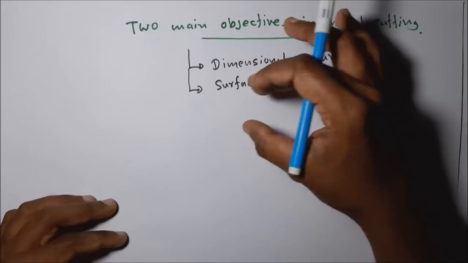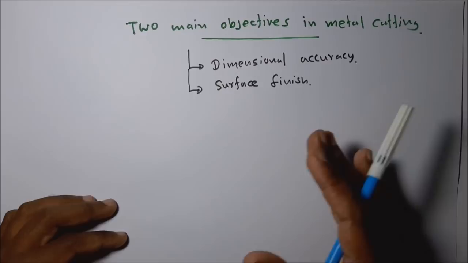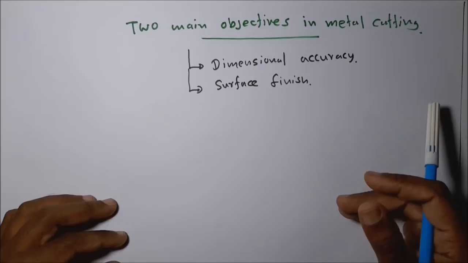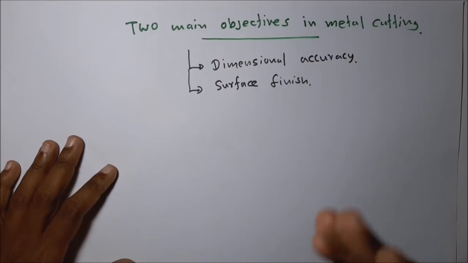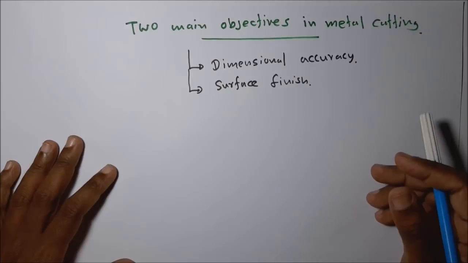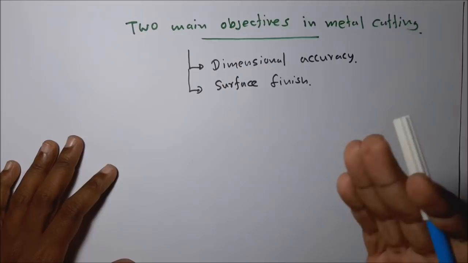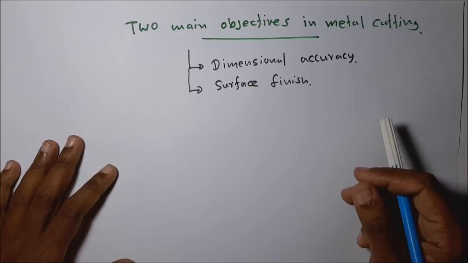There are also minor objectives. What are the minor objectives? Other than these two main objectives, the minor objectives are higher productivity, lesser tool wear, lesser power consumption, efficiency of the work, the safety of the work. These are other objectives of the metal cutting process. These two are the major objectives. We are doing certain tasks. These two we have to essentially achieve: dimensional accuracy, surface finish.